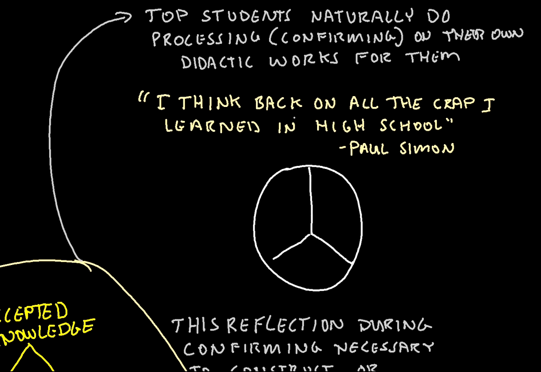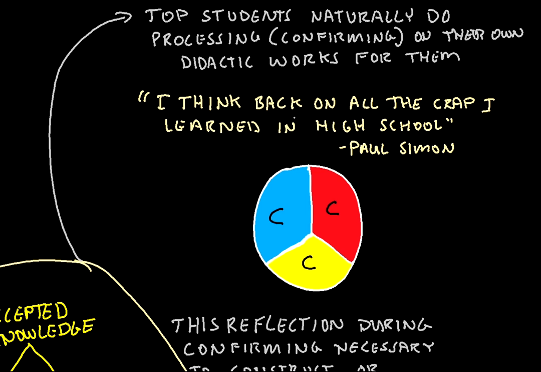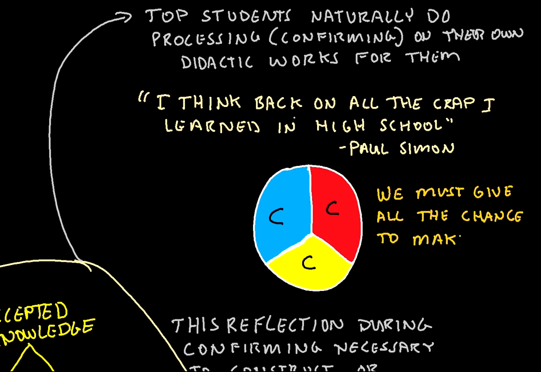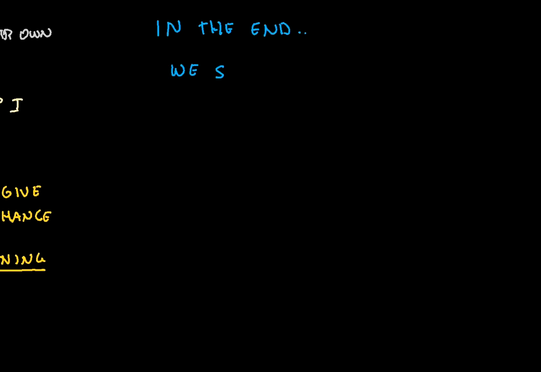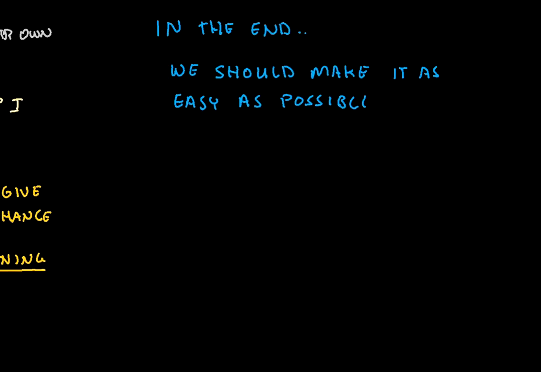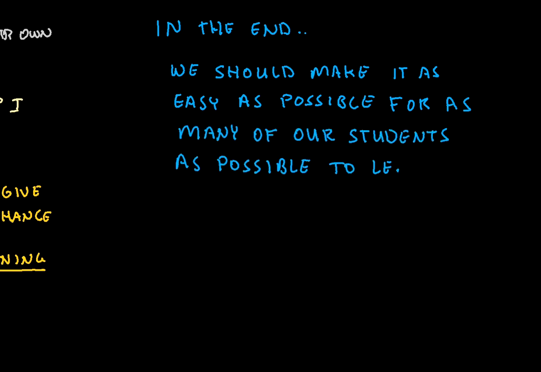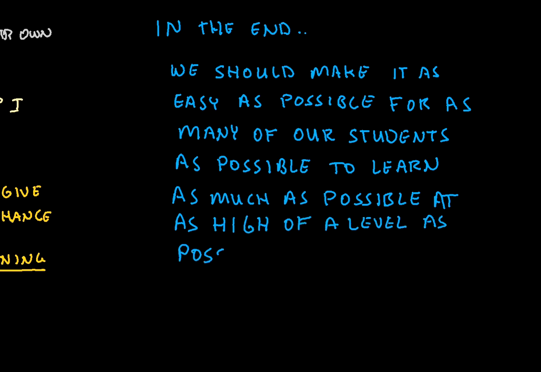Teaching using the learning cycle made up of consider, construct, and confirm is one way that a teacher can provide for all of his or her students to structure the curriculum that gives all of the students the opportunity to make meaning, not just the top 10 or 20%. In the end, that is our job as a teacher, to make it as easy as possible for as many of our students as possible to learn as much as possible at as high of a level as possible.